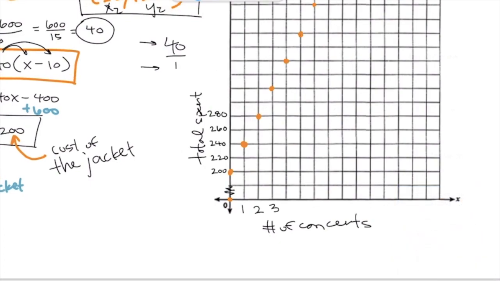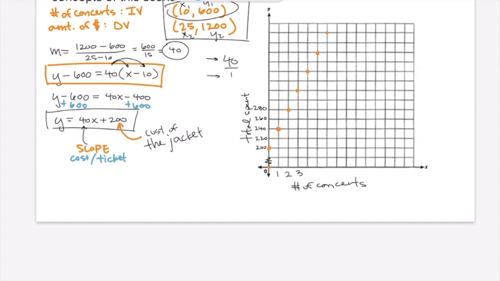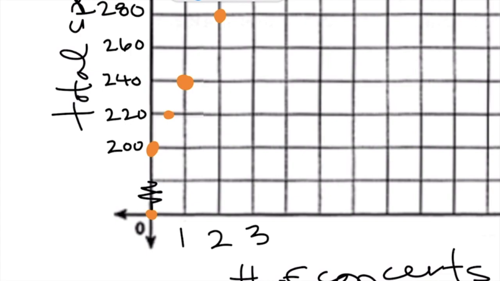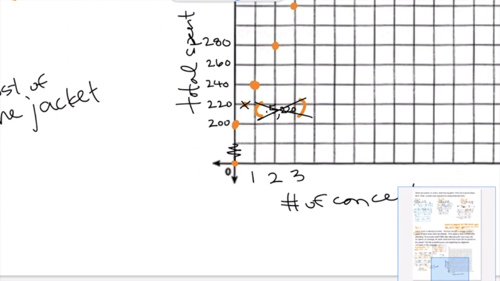Now, the question I would ask is, should we connect the dots? So what you want to ask yourself is, a point here, for example, would mean 0.5 concerts, and he spends $220. And hopefully you're thinking in your head that that doesn't make sense. He can't attend half a concert or pay for half a concert. So at that point, that makes this scenario discrete.